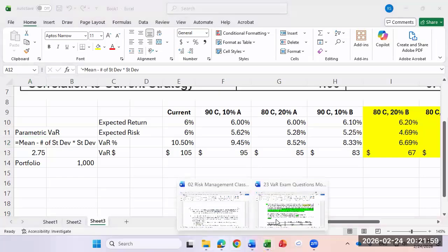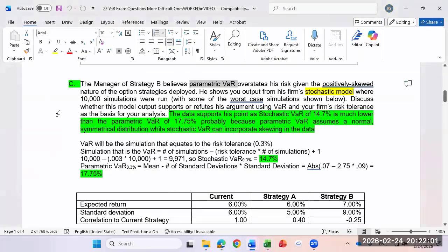This manager is upset, even though he's getting the business, because he thinks parametric VAR overstates his risk given the positively skewed nature of his option strategy. I'm going to show you that later. The option strategies have high standard deviations, but you cut the tail off so they don't have downside risk. Standard deviation assumes symmetry, but if you cut the tail off, you don't have symmetry. You cut off all the downside. So he's saying, if you use parametric VAR, you're overstating my risk because I don't have that downside risk.